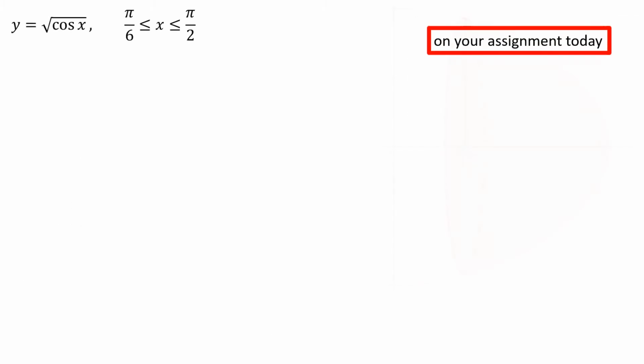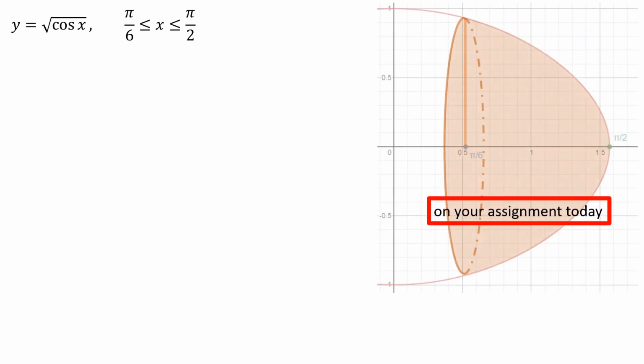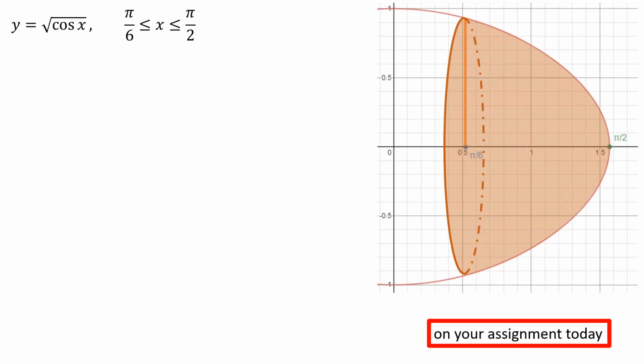So on your assignment today, again, at first glance, you're thinking, oh no, square root of cosine x. How am I going to integrate that? Remember, area is pi r squared, so the radius is going to get squared. So at first glance, if you're thinking, oh no, this is going to be a nightmare, it's actually going to involve very little step-by-step work. Again, that is my attempt to make it look like a 3-dimensional rotation. And so we want to go from pi over 6 to pi over 2, which means you're going to have to plug in some values.